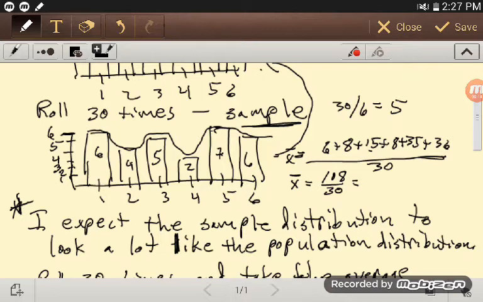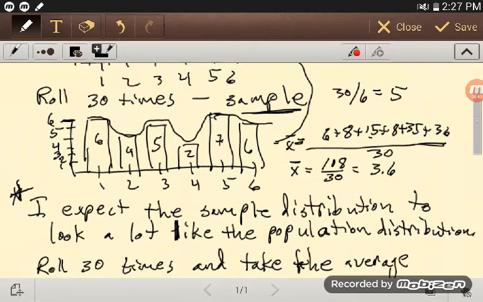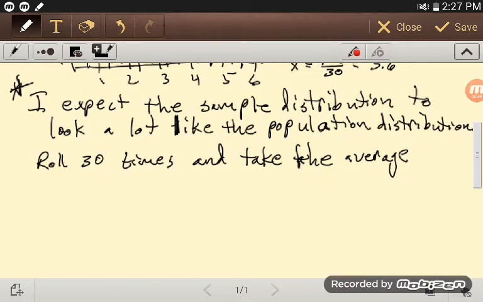Okay, so my average here, 30 into 108, well, I don't have a calculator with me, but 3 goes into 10 3 times, so that'll be 3 point, and that's 18 left over, so I think that's 3.6. Okay, so I take the average, I get an answer, this one, 3.6.